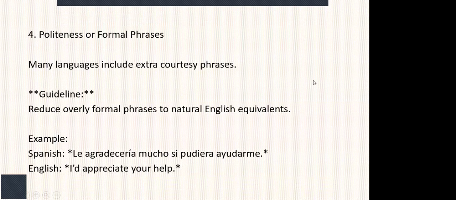Also, for politeness and formal phrasings, many languages include extra courtesy phrases, such as, look at this example, "le agradecería mucho si pudiera ayudarme." We have to simplify that because it's too much for one intention. "I'd appreciate your help." I appreciate it. As simple as that, it means the same. It's as elegant and as polite, right? Reduce overly formal phrases to natural English equivalents. So this is moving from Spanish to English, right?